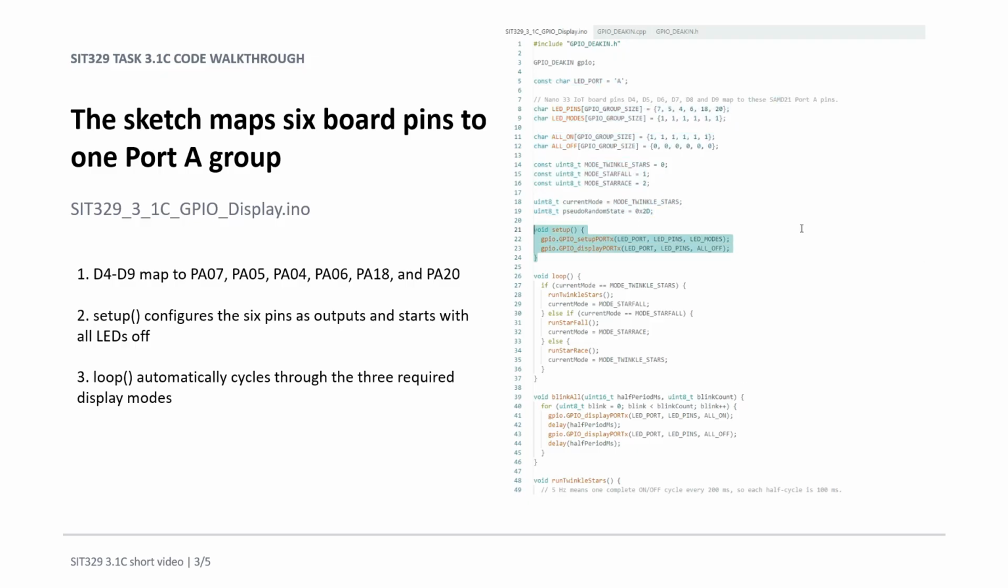In setup, the program calls GPIO setup port X to configure all 6 pins, then calls GPIO display port X with all off to start from a known off state. In loop, current mode is checked. Mode 0 runs twinkle stars, mode 1 runs starfall, and mode 2 runs star race. After each mode finishes, current mode changes to the next mode, so the demo automatically shows all 3 required lighting behaviors.